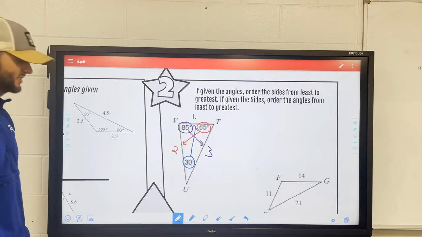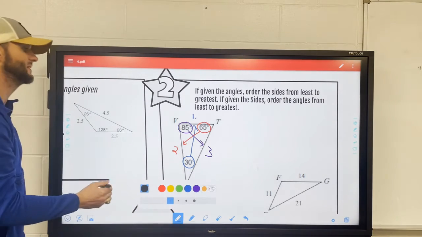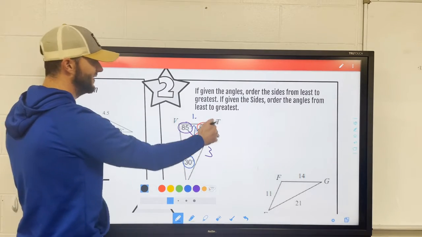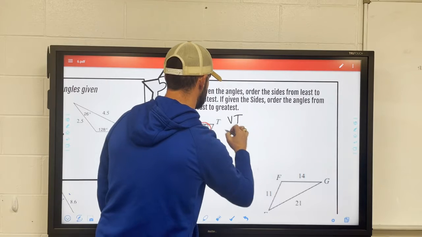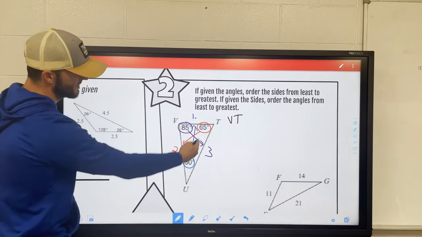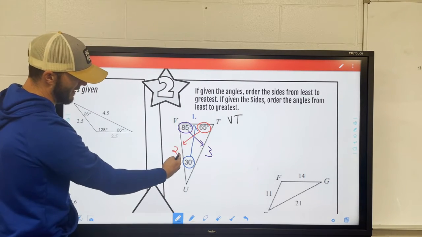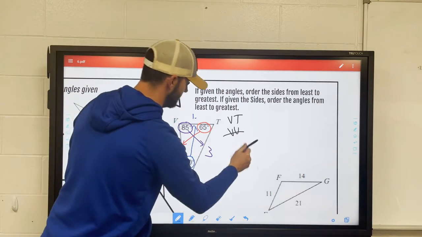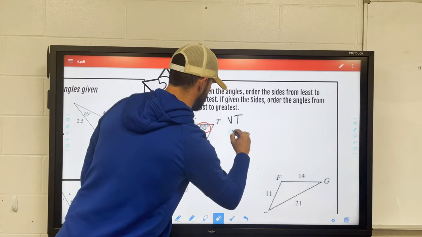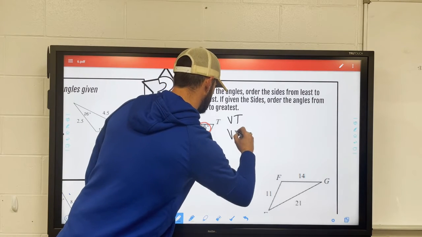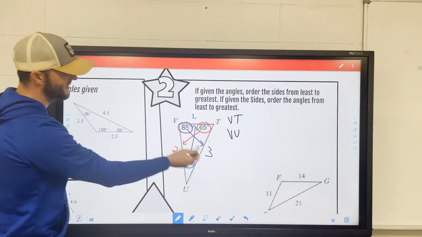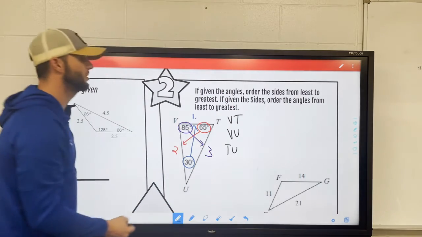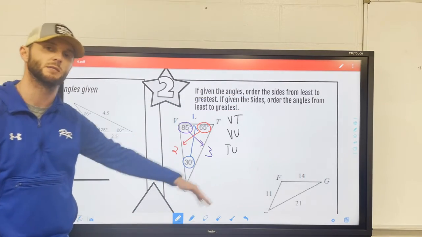So now I can go ahead and list those from least to greatest. My smallest side is going to be VT because it's opposite the smallest angle. So my smallest side is VT. My next biggest is going to be opposite the middle angle. So 65, opposite of that is VU. So the next one's going to be VU. Sorry, that looked like a double V. Let me fix that. So V and U. And then the last side, which is opposite the biggest angle, is going to be TU.